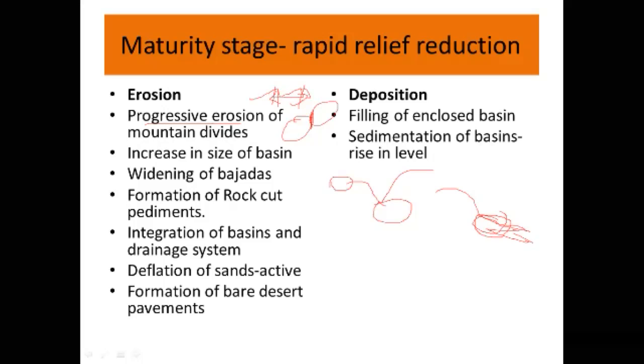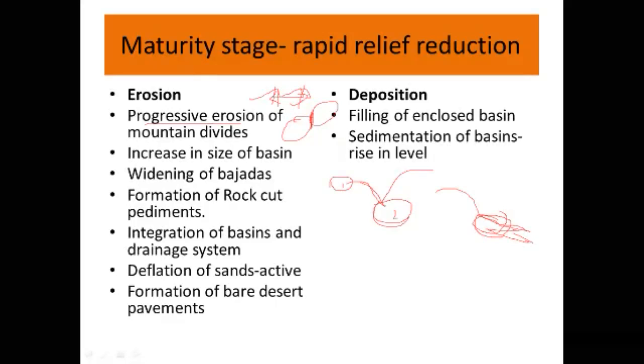And integration of basins and drainage system. Here, as I said, these basins are integrated, joined together, and the drainage system too. From the upper slope, the excessive water is drained, and a new drainage or tributary system is also formed, which drains to the basin located in the lower region. That's how tributaries are formed. So this one becomes the tributary to this larger basin.